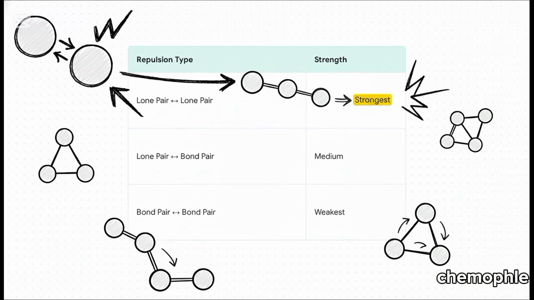This leads to a really clear hierarchy of repulsion. The push between two lone pairs is the strongest force in the molecule, period. A lone pair pushing on a bond pair is the next strongest, and the weakest repulsion is between two regular bond pairs. This is the hierarchy that totally distorts a molecule's perfect shape.